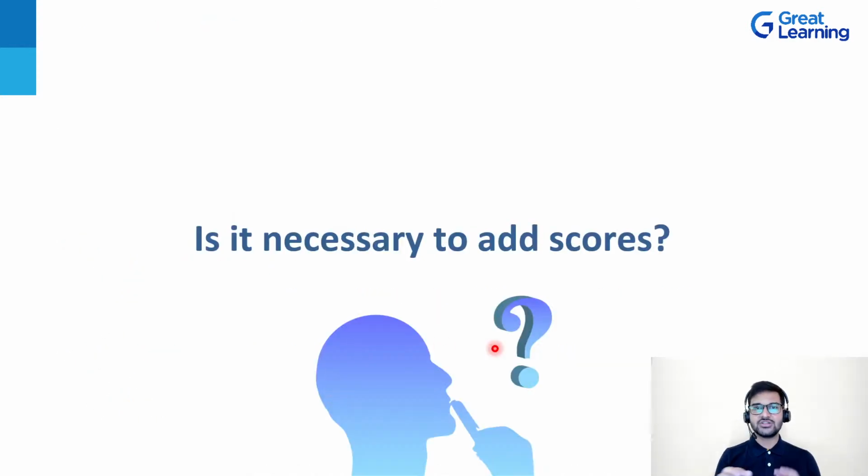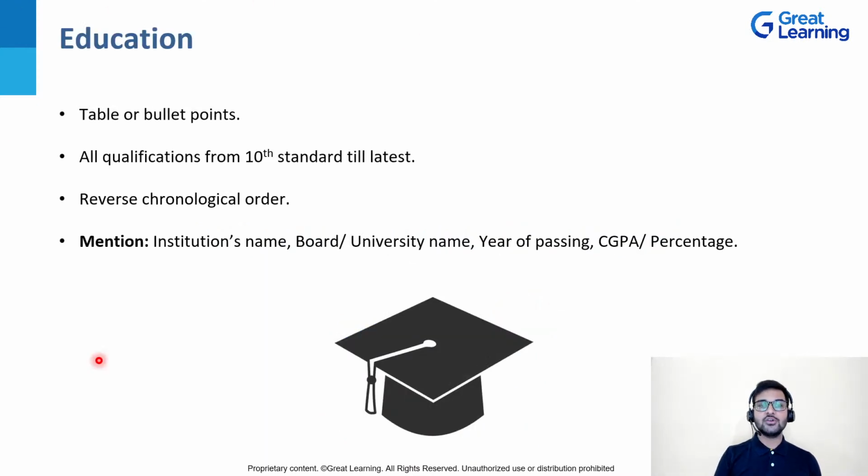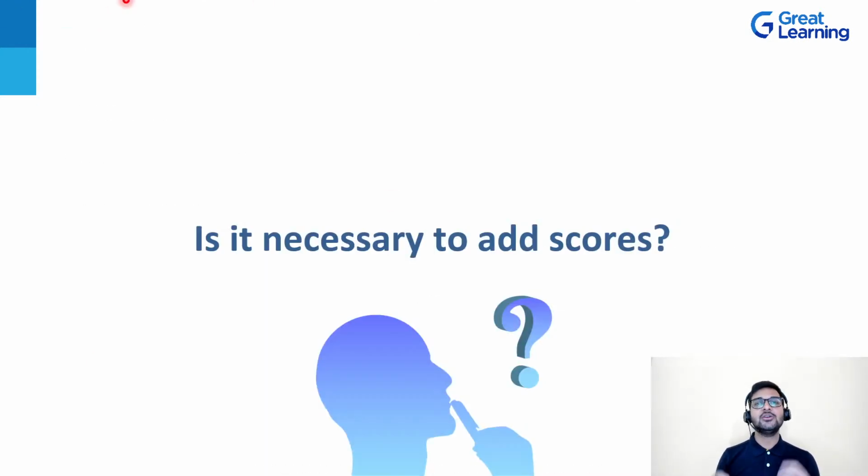Now I have a question for all of you, and you have to answer this question in the chat box. The question is, is it necessary to add scores? So when you are talking about your education, do you really need to talk about your scores? Let's say your scores are less, let's say 60%, 50%. Do you need to mention your scores all the time in your resume? Please let me know in the chat box by writing yes or no. If you think that we should mention our scores for sure, write yes. If you think that it is not necessary to mention our scores or our percentage CGPA, you can write no.